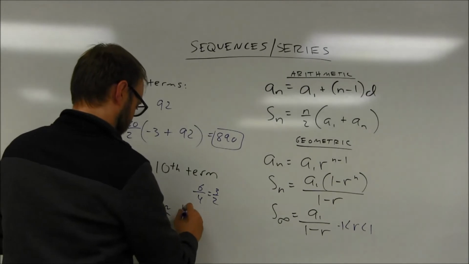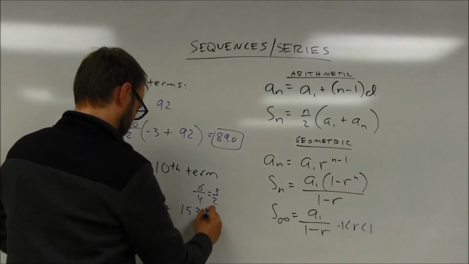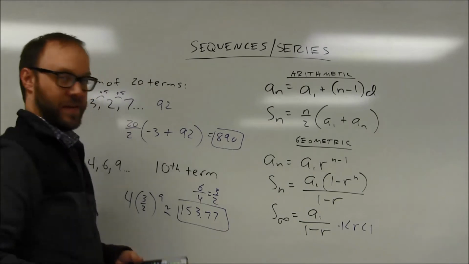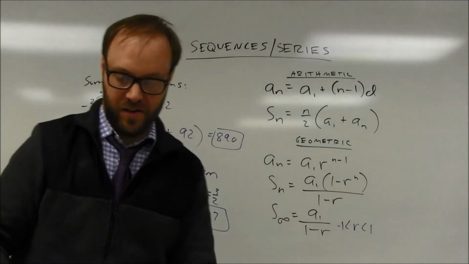You also get a lot of decimals. So this looks like it's going to be about 153.77 if you round to 2 decimal places. Okay, so mostly just putting the values into the formula.